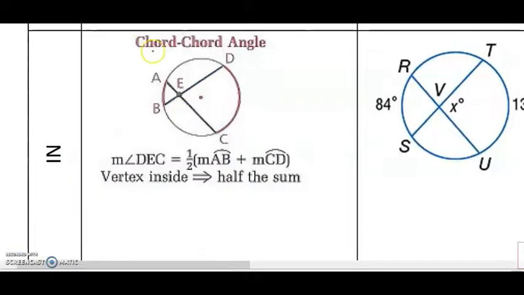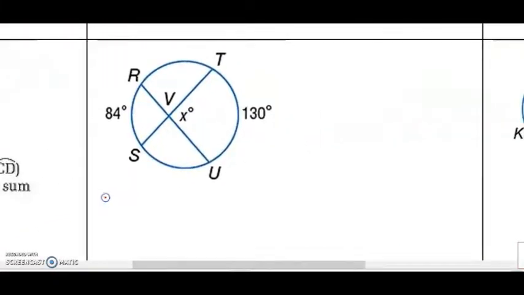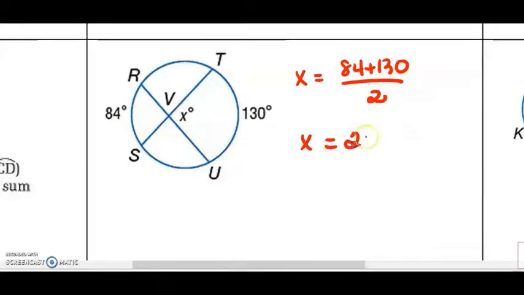In this example, a chord angle, our vertex is in. You don't really need to know the names as much as focus on where that vertex lies. If it's in, remember that's a good thing. So it's going to be the measure of the arc plus the measure of the arc divided by 2. So to find x, I'm going to take 84 plus 130 divided by 2. So that's 214 divided by 2. That's 107.